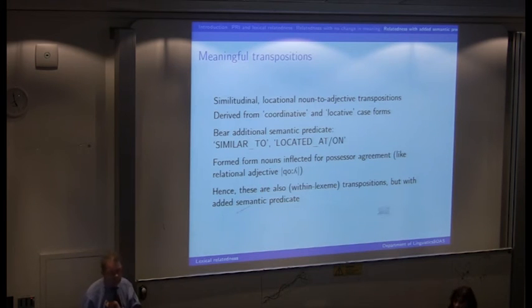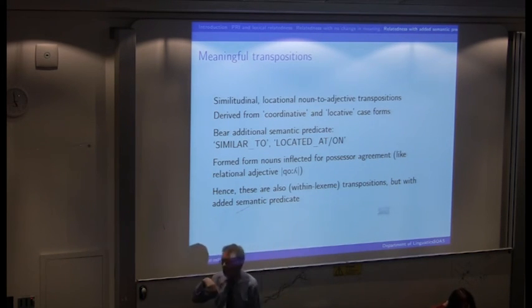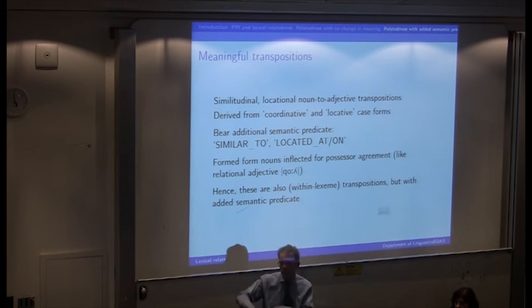Now the crucial thing about these, two crucial things. One is there's a change in meaning, similar to located at. The other thing is that, formally speaking, morphologically, these things behave exactly like the relational adjectives because they're inflected for possessor agreement. Now, what does that mean? It means that you can say, a boat which is similar to my canoe, or a boat which is similar to their canoe, or a table which is located in the house belonging to you two, to your house.